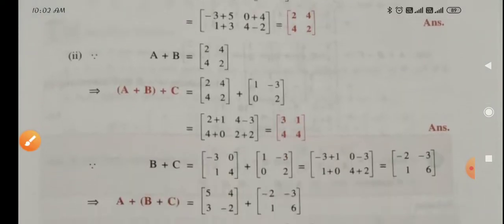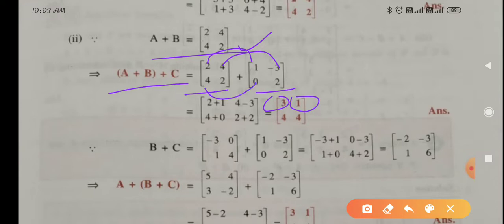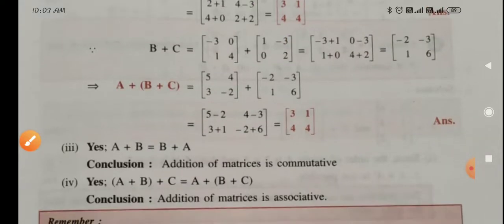Next point is coming: A plus B plus C you have to find. So A plus B you have found 2 4 4 2 and C is given. Now you add: 2 plus 1, 3, 4 minus 3, 1, 4 plus 0, 4, and 2 plus 2, 4. So you have found A plus B plus C. Now you have to find A plus B plus C the other way. So first you find B plus C, because B plus C is given in brackets.